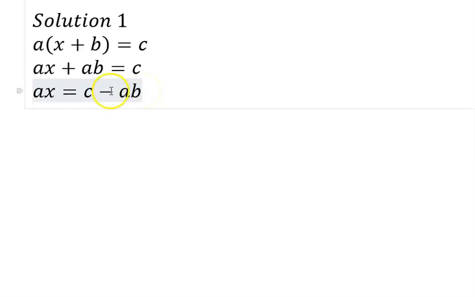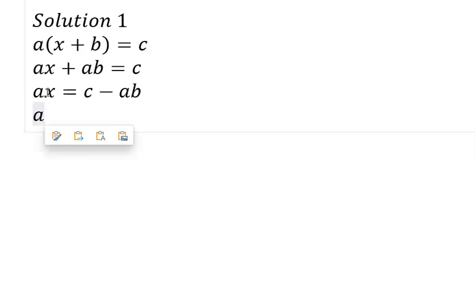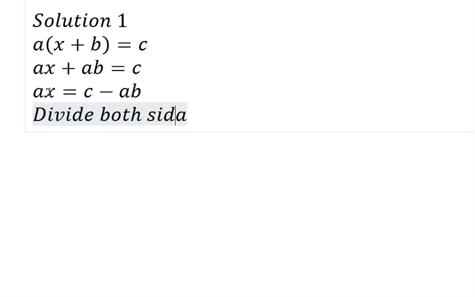Now, to make our x to stand alone, because we want to make x the subject of the formula, what is disturbing x now is a in multiplication form. So what we are going to do now is to divide both sides by what is disturbing our x, which is what? A. So we are going to divide both sides by A.